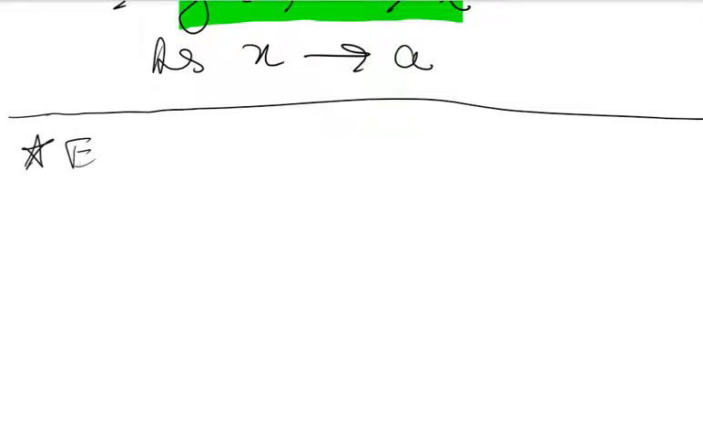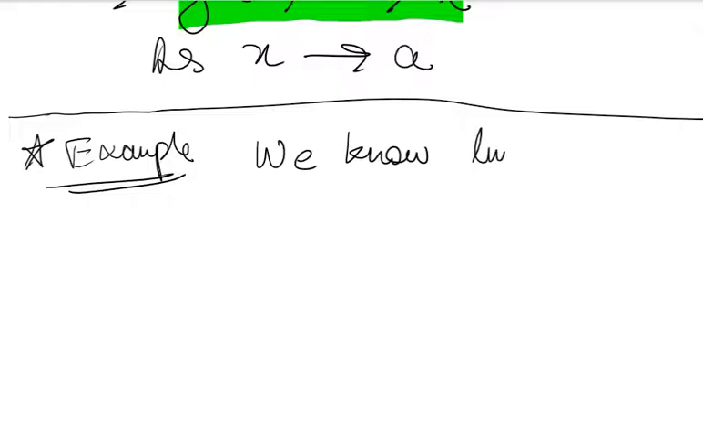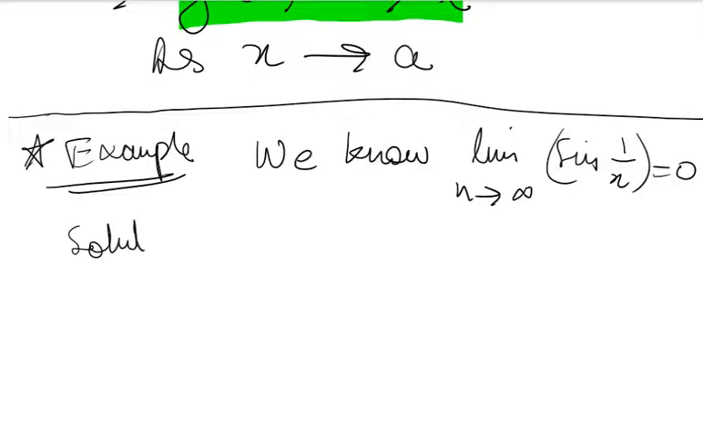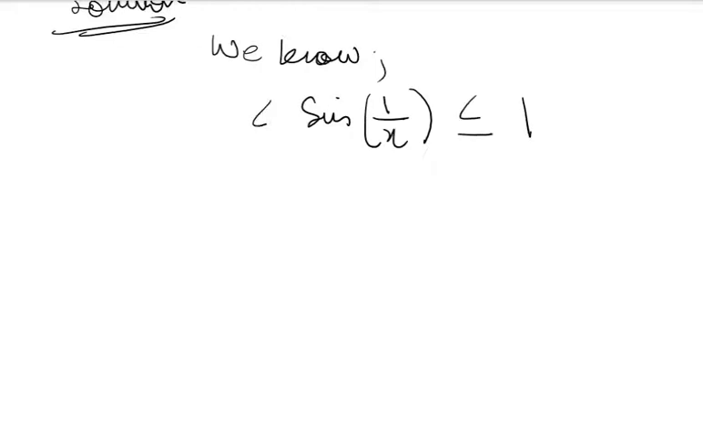First of all, this is an example. So we will start with, we know limit x tends to infinity sine 1 by x is equal to 0. And how does this happen? This is the solution. Okay, so concentrate on the solution, how it's happening. So we start with, we know sine 1 by x is less than or equal to 1 and greater than or equal to minus 1, isn't it? We already know that. Now, if you do this, this is what will happen.